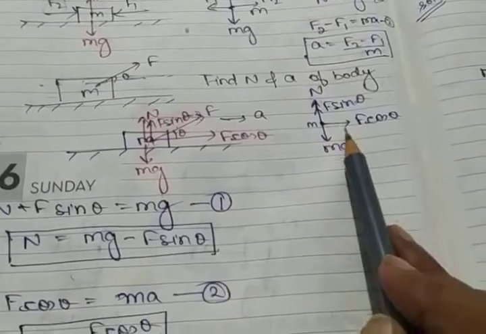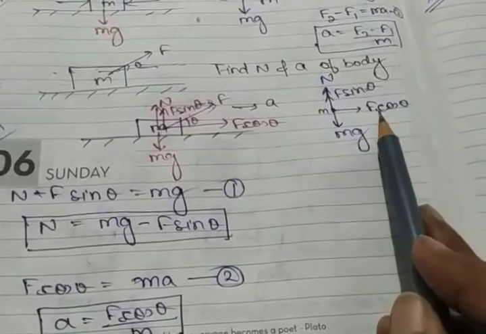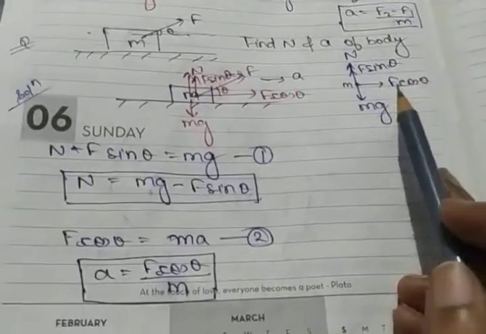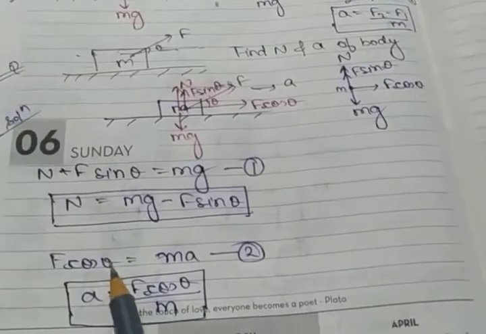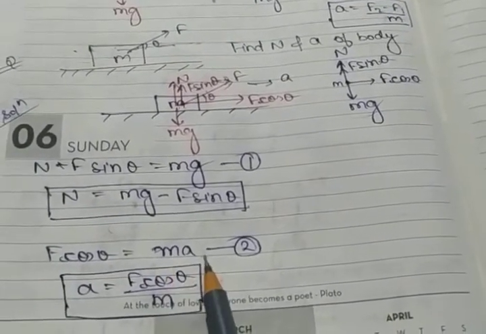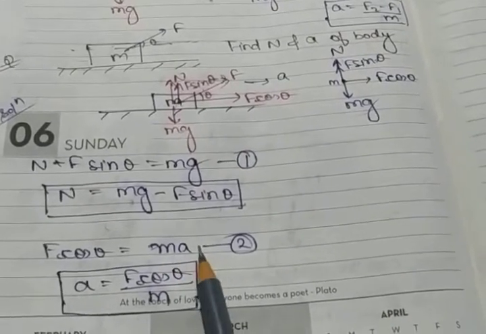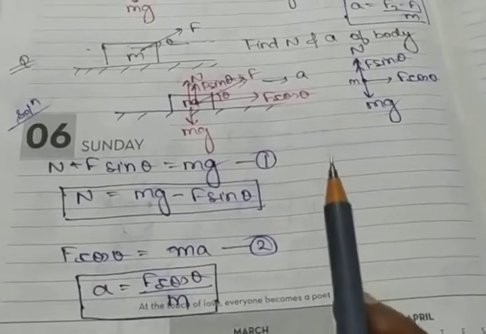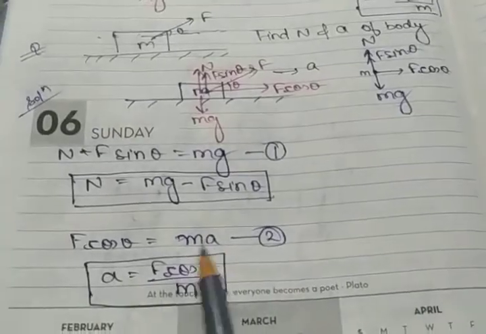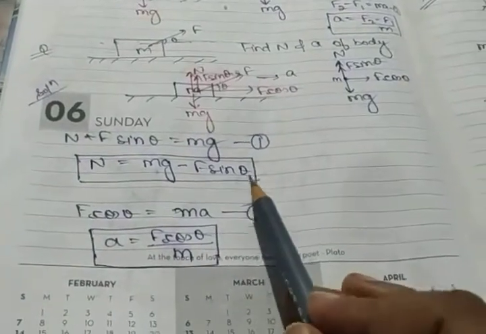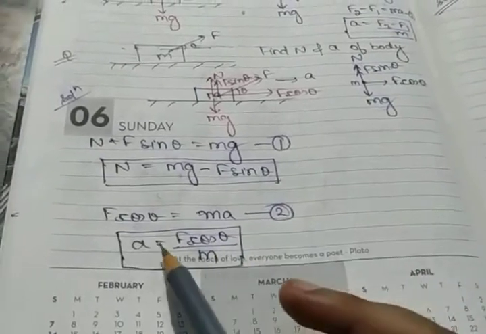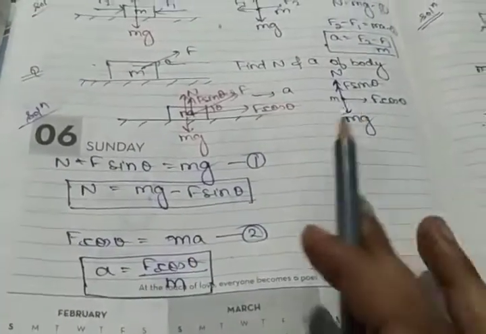But in this direction, F cos theta, here is the acceleration. So the acceleration is equal to the force which is there, this only. So F cos theta must equal m into A, mass into acceleration. So from here we get A equals F cos theta upon m. So we can find the normal reaction and the acceleration by putting in the values if they are known.